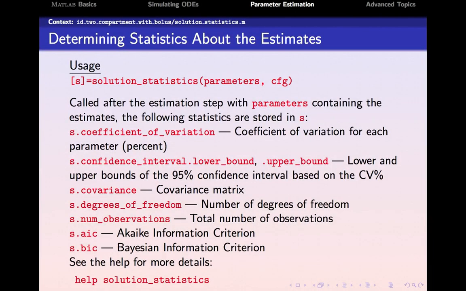The solution statistics M file is a function that I created as well, and what this does is it takes as its input a set of parameters and your CFG file. So these parameters are the parameter estimates that are returned by fminsearch, and based on these parameter estimates and the CFG file, it's going to return your coefficient of variation, the lower and upper bounds of your confidence interval, the covariance matrix, the number of degrees of freedom, all this information. And if you want more information, you can look at the help for this function as well.